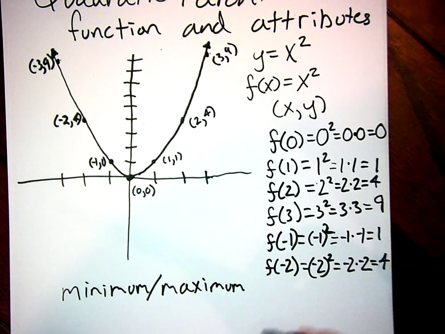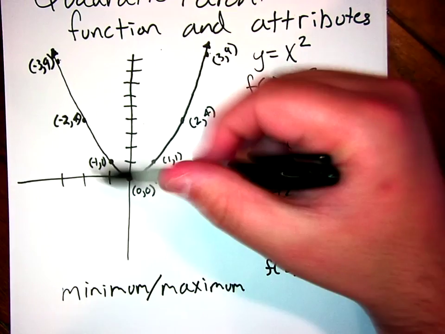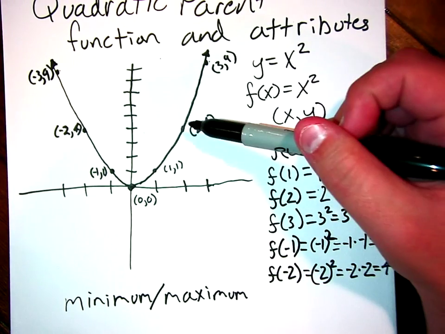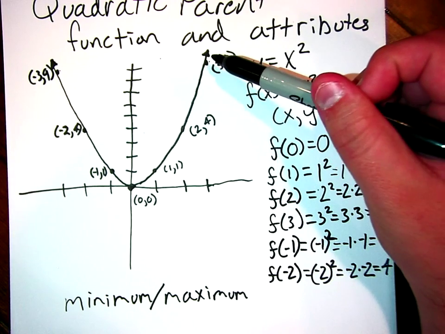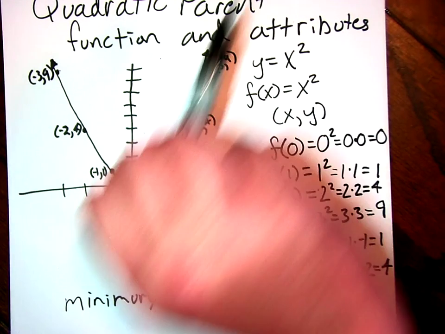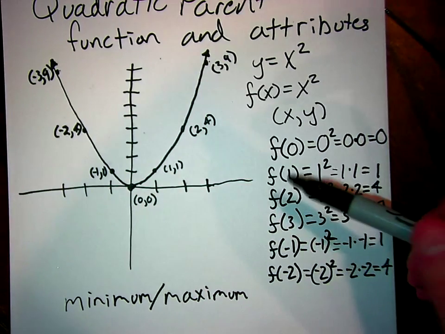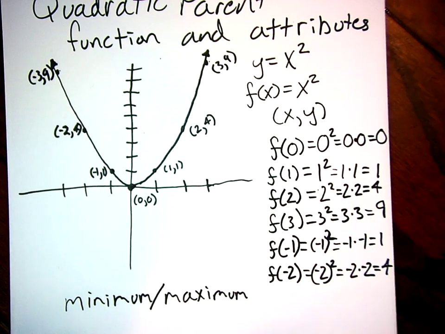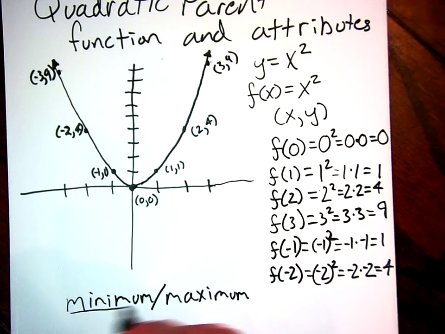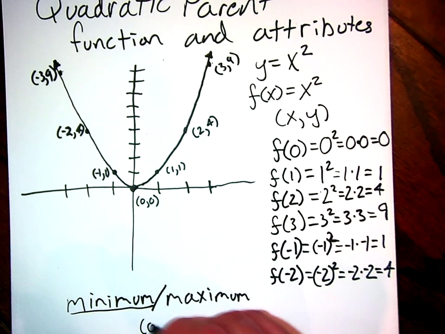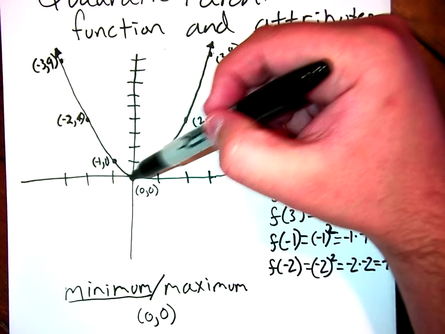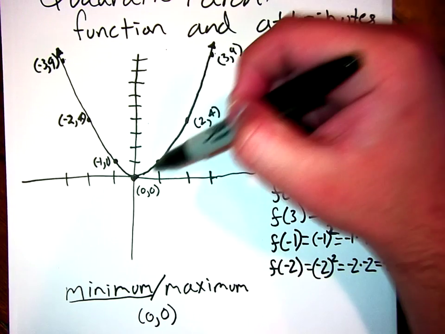Now here, when it opens upwards, we're going to get a minimum. But if you look at the graph as it extends on, this arrow means it's going to go all the way up to infinity. So we don't really have a maximum in this case. Our minimum for this parent function is going to be the point (0, 0). That's where this curve hits its lowest point, and then it turns back upwards. See? So that's my minimum.